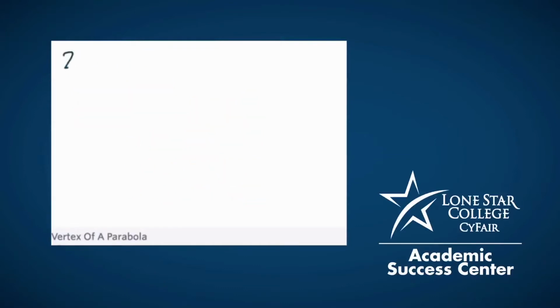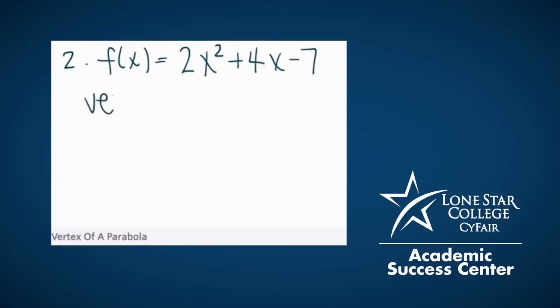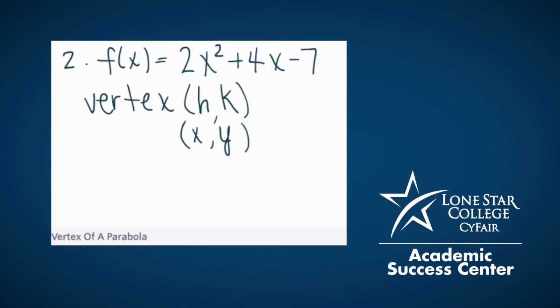Example 2. This time we will let f of x equals 2x squared plus 4x minus 7. We want to find the vertex, which we know is an h and a k. Same thing as saying an x, y, so ordered pair. Because this equation is in the form of ax squared plus bx plus c, we will use the shortcut where the x, or the h, is a negative b over 2 times a.